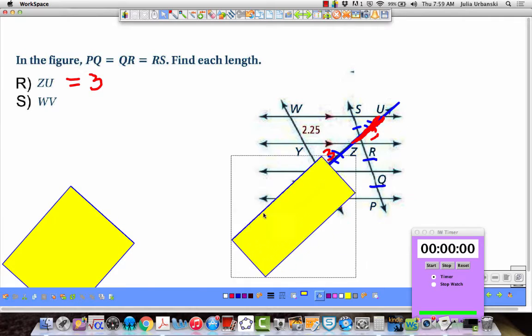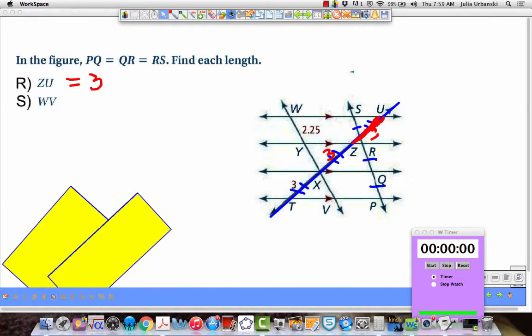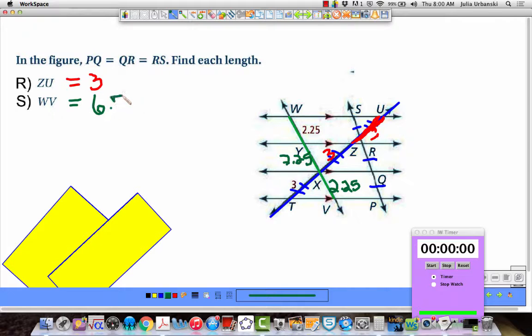Try to figure out what WV would be equal to. And to figure that out, all you have to do is find the transversal that WV is on, and figure out what the 3 pieces are. What are each of the pieces going to be? 2.25, 2.25, and 2.25. So the total is 2.25 times 3. Anyone got that on their calculator? Okay, so all you have to do is remember that the transversal is cut up into all equal pieces.